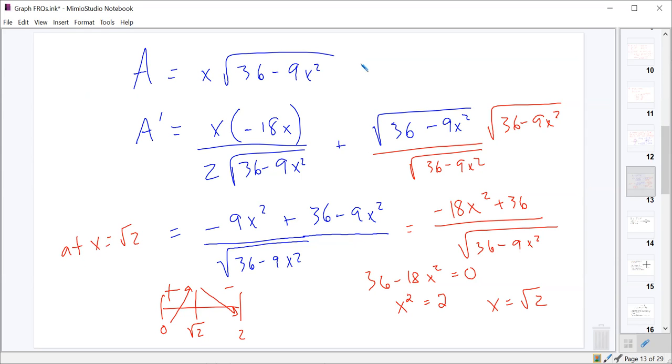And if you want to figure out what that max area is, that would be root 2 times the square root of 36 minus 18, which ought to be 18. Square root of 18 times the square root of 2 is the square root of 36, which is 6. Good? That help? Yeah? Does that make sense to everybody at home?